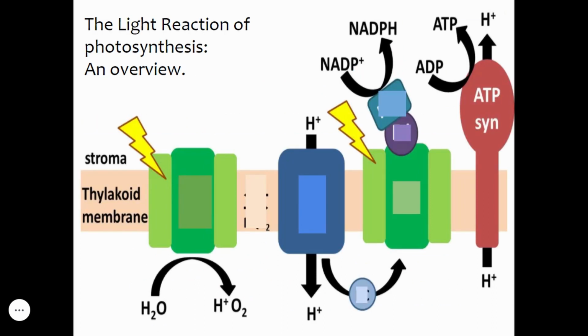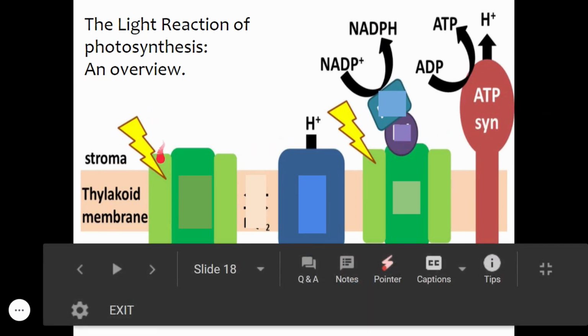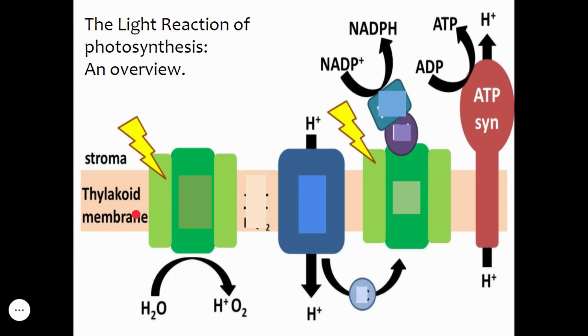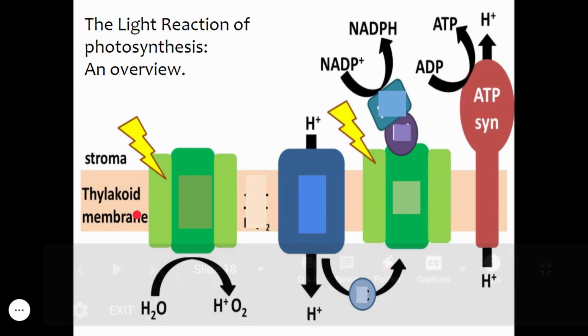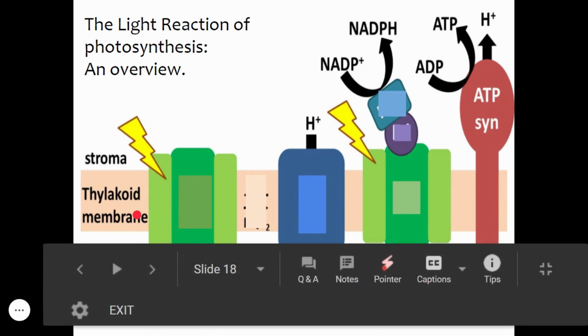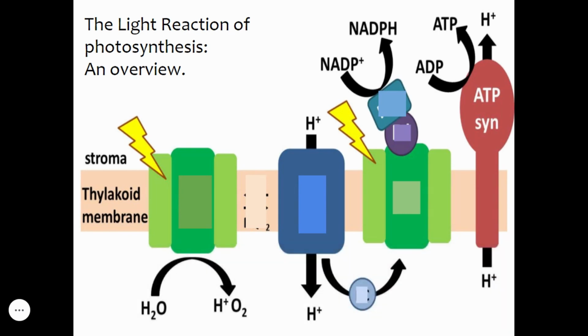Here is a picture that gives an overview of the light reactions of photosynthesis. Now, I'm going to use my pointer as much as I can to go through this picture with you, but there are some areas that I can't use my pointer for. So first we have the light hitting the chlorophyll, which is inside the thylakoid membrane. This is going to cause electrons to get very excited and move along the membrane. This is also going to cause water to split into hydrogen and oxygen.